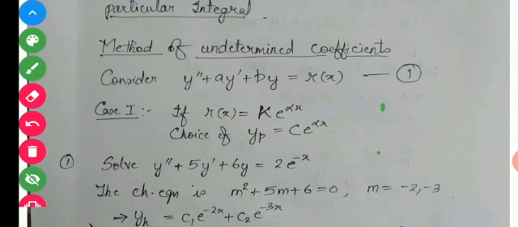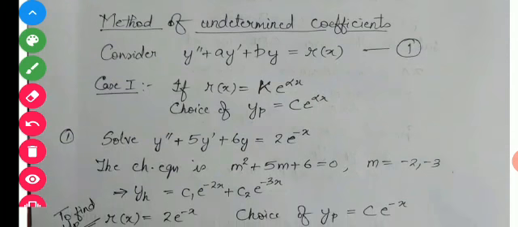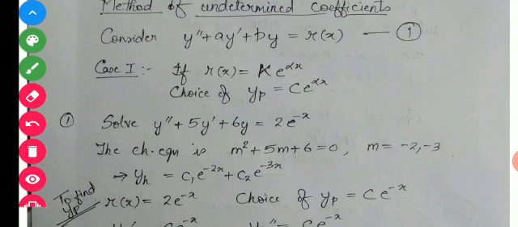The first case we will be considering is when your right hand side is an exponential function. So consider the ordinary differential equation y double dash plus a into y dash plus by equal to r of x. The first case is, suppose your r of x is k into e raised to alpha x. That is, suppose it is something like, say, 2 e raised to 5x. Then how to find yp?